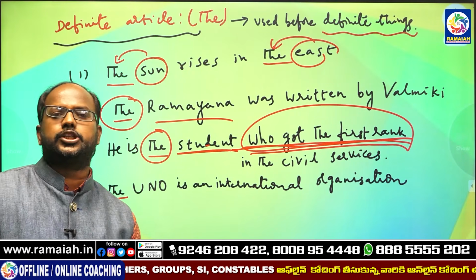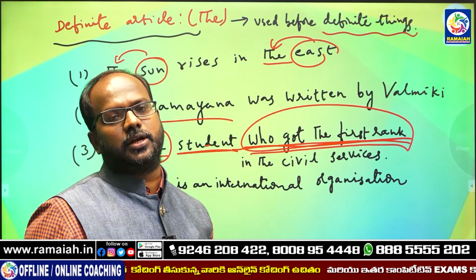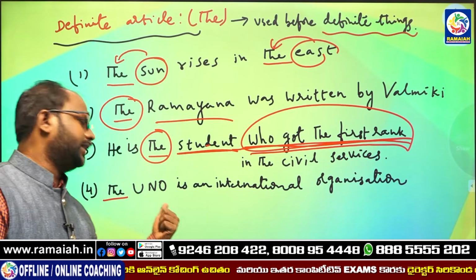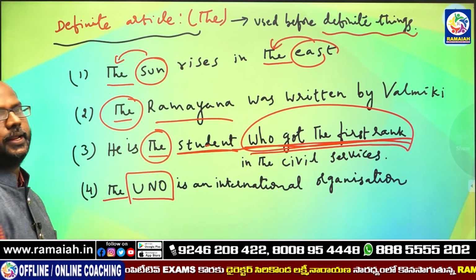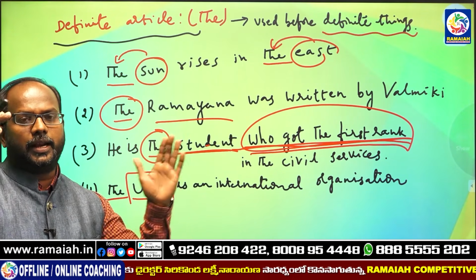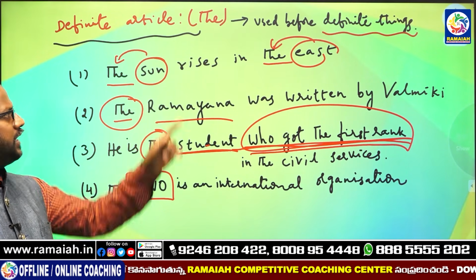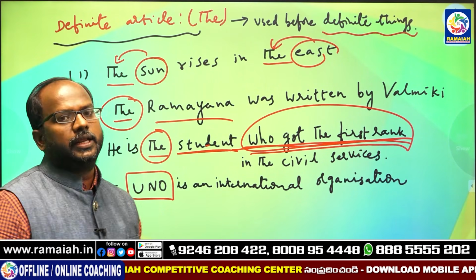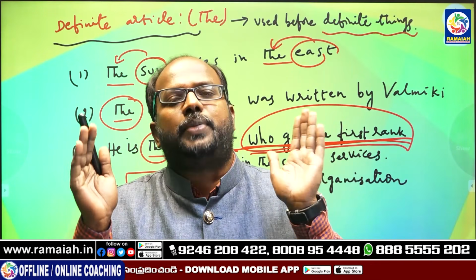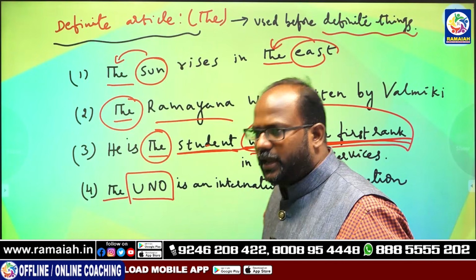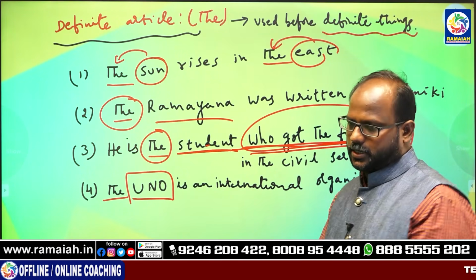The UNO is an international organization. Yes, it's an international peace body. It resolves many problems among the nations of the world. The UNO is an international body. Before national and international organizations, we can use the article the. See, the is a definite article, which means it is used to show something in a particular way, in a specific way, in a definite way, so the is called the definite article.